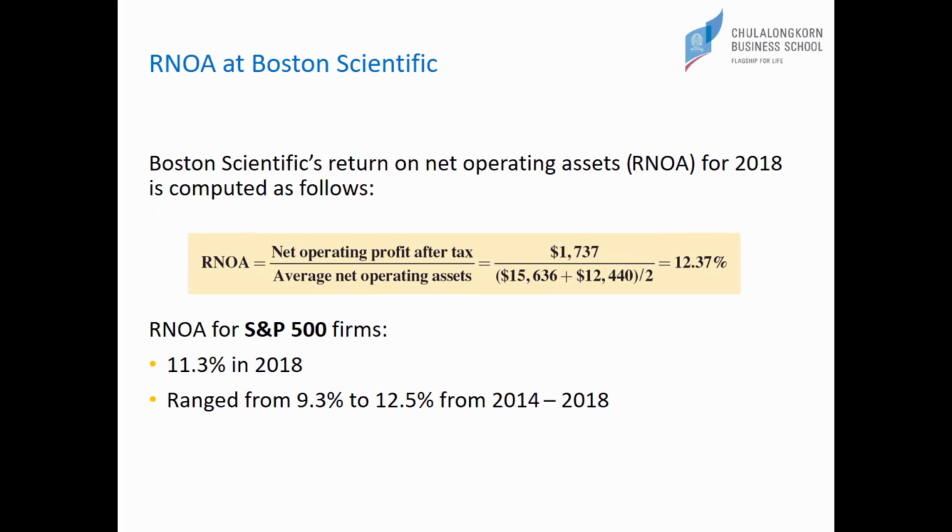12.37%, and when you compare to the median RNOA of the S&P 500 of 11.3%, just like ROA, we can still see that Boston Scientific is performing very well. The return from operation is still very strong. And when you compare it to this 2014 to 2018 range, you can still see it's also on the upper range, nearly close to 12.5%, doing very well.